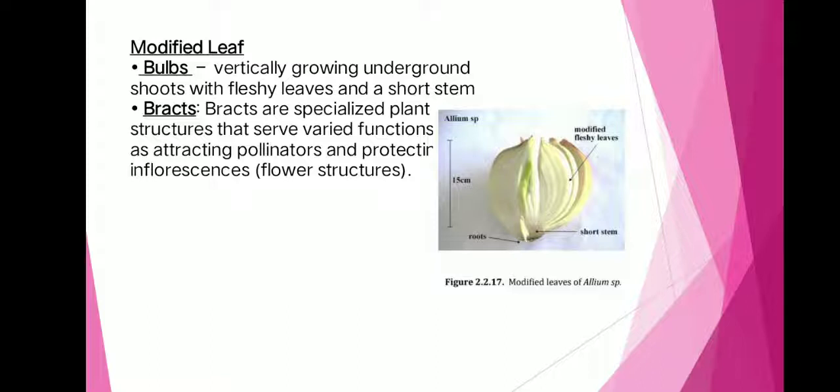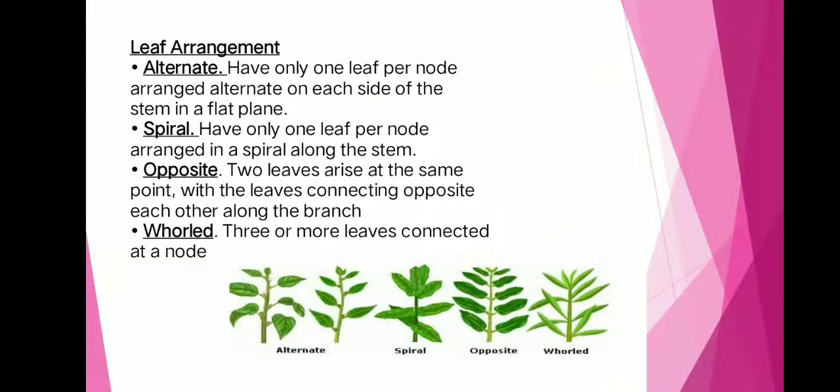Bracts. Bracts are specialized plant structures that serve varied functions such as attracting pollinators and protecting inflorescences or flower structures. Bract is a modified leaf with a flower or cluster of flowers in its leaf axil.